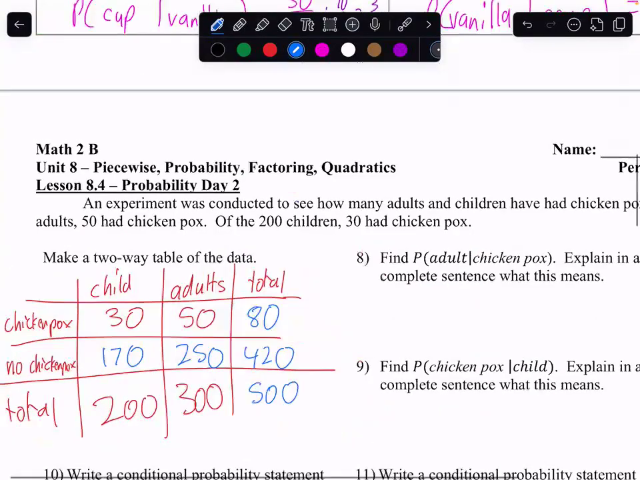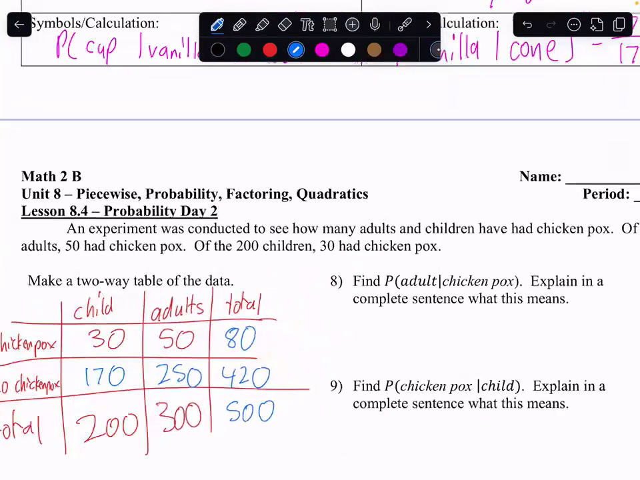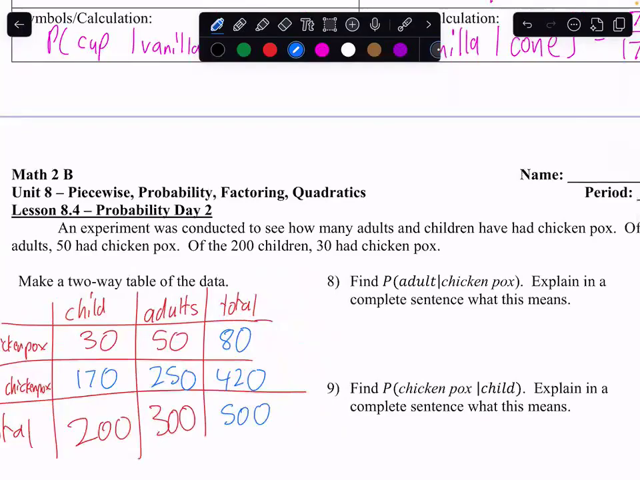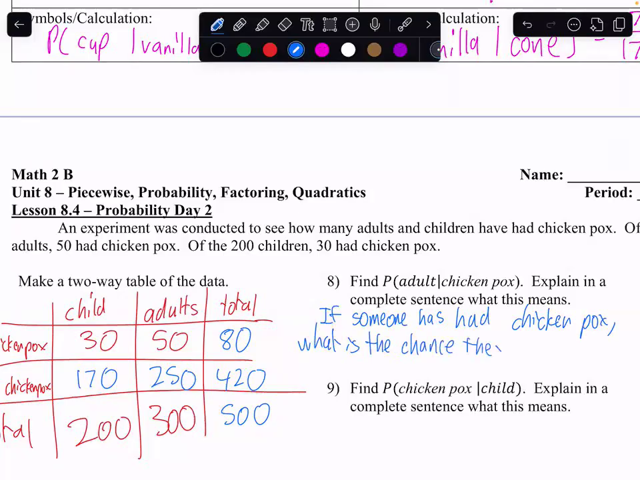Okay, so probability of an adult given chickenpox. Again, you can phrase this differently, but I'll say if someone has had chickenpox, what is the chance, the probability, the likelihood they are an adult?